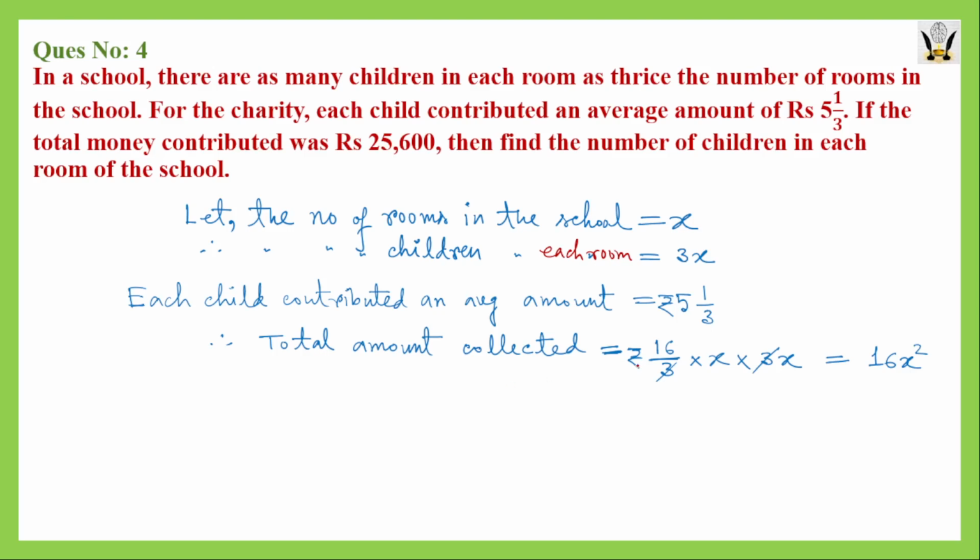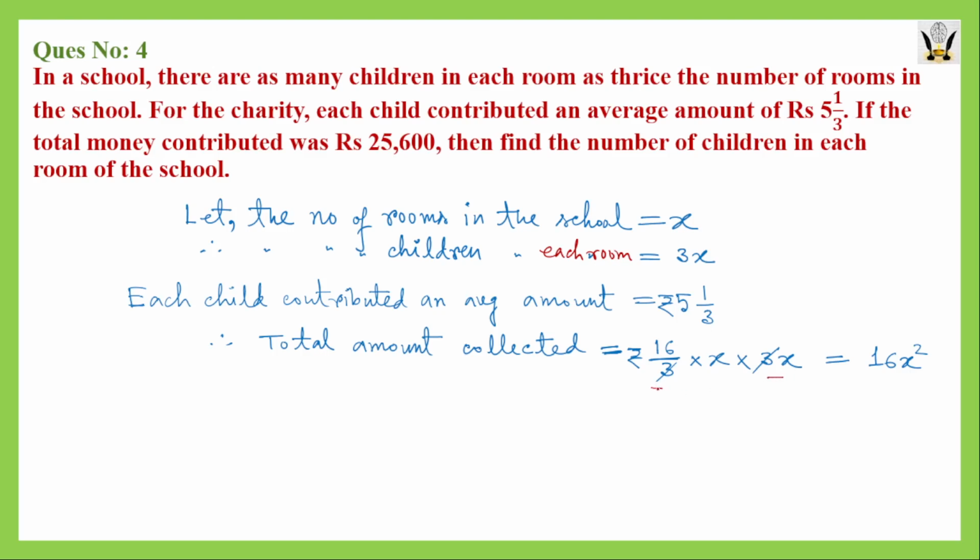By each student, the amount that was deposited or collected is 16 by 3, that is 5 whole and 1 by 3, so 16 by 3, and there are 3x students in each room. So from each room, how much money will be collected? In each room there are 3x students, and each student contributed 16 by 3 rupees. So the total amount collected from each room will be 16 by 3 multiplied by 3x.